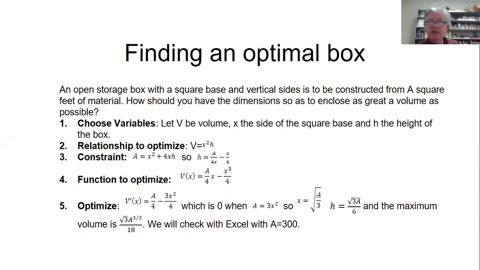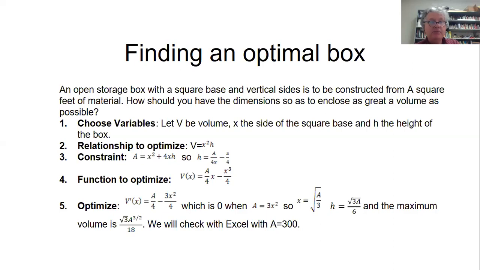And the constraint is that we've got a fixed area. So the area is the area of the base, which is x squared, and there's four sides, x by h. So h equals A divided by 4x minus x divided by 4. And so we plug that in and we get a cubic equation this time.